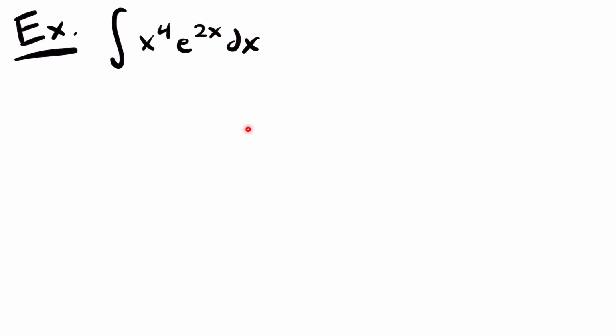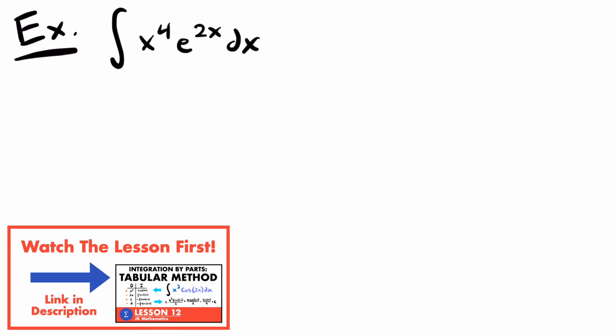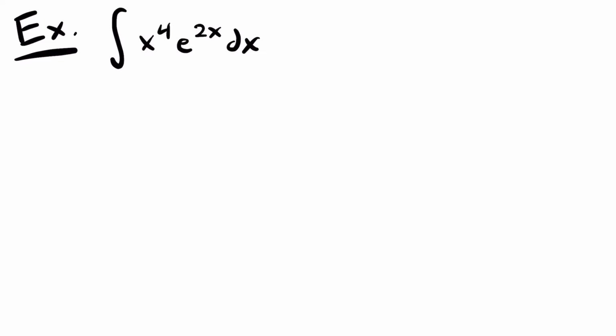All right, so here's our first example. We have the integral of x to the fourth power times e to the power of 2x dx. Now, when you want to use the tabular method for integration by parts, you want to start by drawing a table with two columns. One column will be labeled with D for derivative, and the other column will be labeled with I for integral. And so then what we want to do is look at our integral and determine what part of the integral we want to take the derivative of and what part we want to integrate.